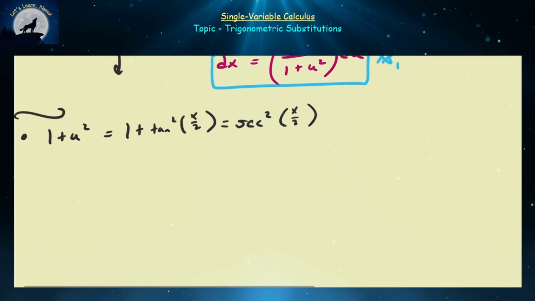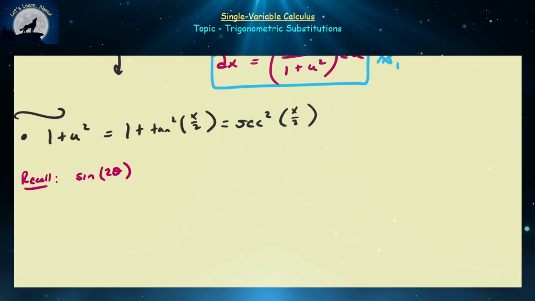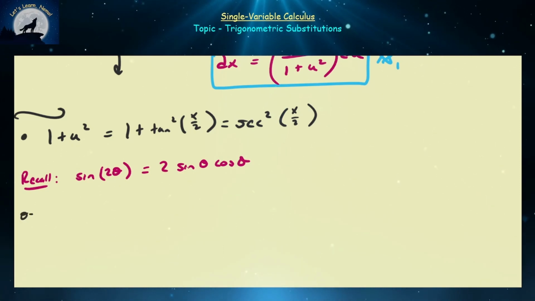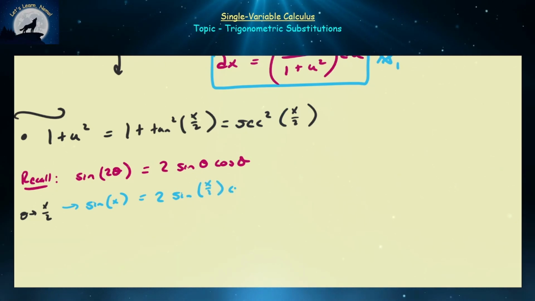And also, there's another identity that we need to use just briefly, and that's the double angle identity for sine. You might remember that sine 2 theta is the same as 2 sine theta times the cosine of theta. If we replace theta with x over 2, then the sine of 2 times x over 2, which is just equal to x, is equal to 2 times the sine of x over 2 times the cosine of x over 2.